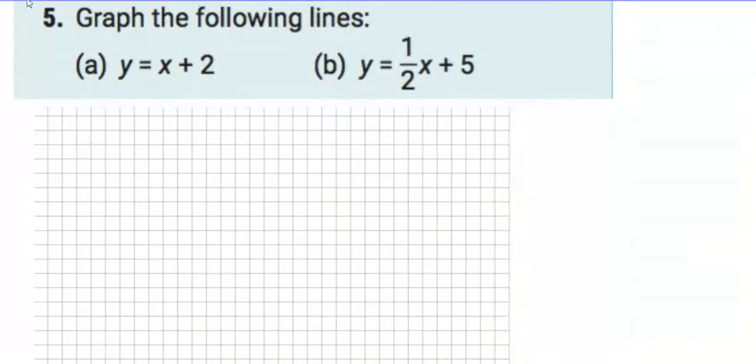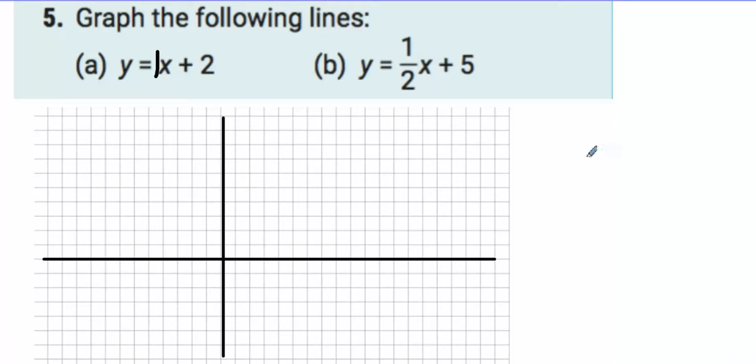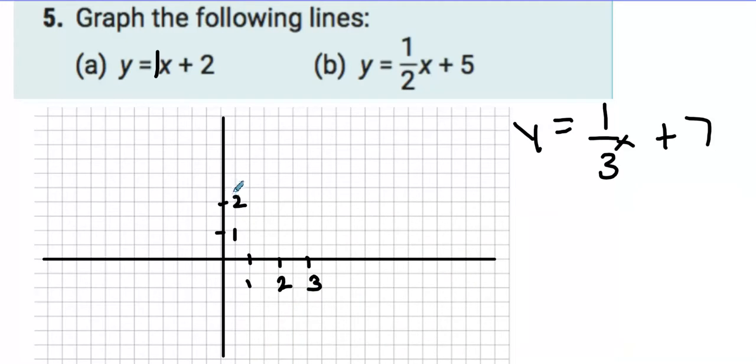Now, question 5 is exactly what I showed you a minute ago. I've already drawn these for you. Now, here's how I draw another one. For argument's sake, y equals 1/3 x plus 7. I want you to label your graph. Now, what problem am I about to enter here? It's not tall enough for 7, is it? So for argument's sake, I'm just going to change this to 2. Is that all right?